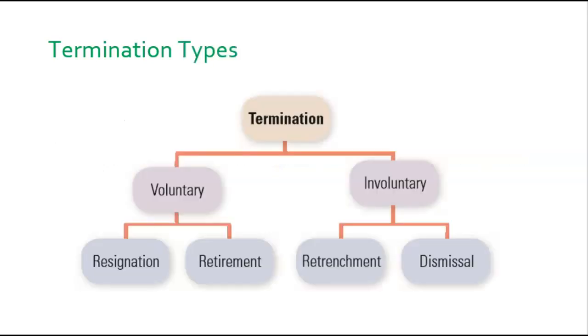This is the table that outlines essentially how termination works in the four different types. We've got termination being voluntary or involuntary, and then two types of termination under voluntary and two under involuntary. Voluntary termination is where the employee is electing to terminate the employment relationship, either through resignation or retirement, and involuntary is where the employer terminates the workplace agreement through retrenchment or through dismissal. Today we're going to look at the voluntary side of things, resignation and retirement.